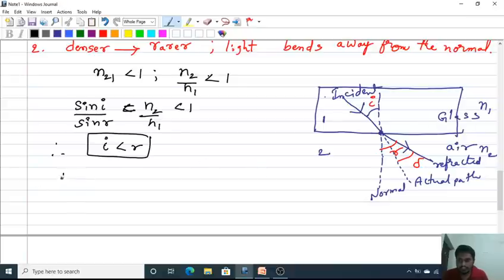And what about the relation? For the angle of deviation, delta can be written by subtracting i from r, so we will get delta, the angle of deviation. So r minus i gives us the angle of deviation. Look at the previous expression.